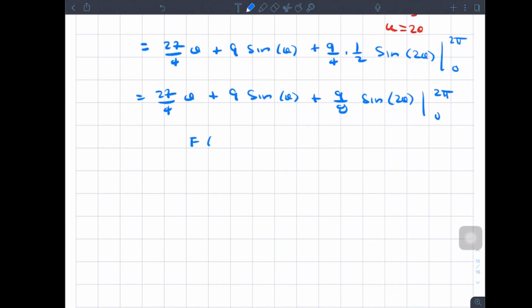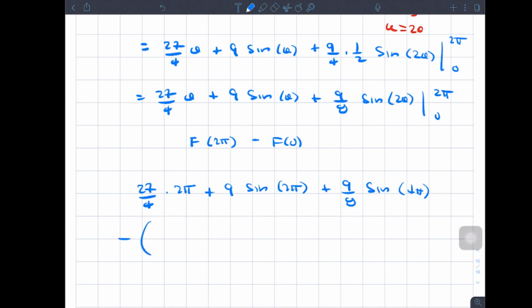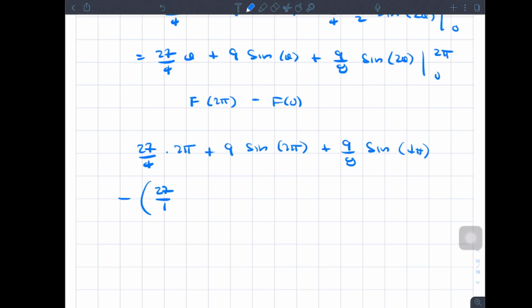Okay, so let's try to double check here. We're going to get f of 2 pi minus f of 0. So here's what this is going to give us: 27/4 times 2 pi plus 9 sine 2 pi plus 9/8 sine, really, 4 pi. And then we're going to subtract a bunch of zeros: 27/4 times 0, 9 sine 0 is 0, 9/8 sine, and that's really 2 times 0. That's 0 here. It's gone.